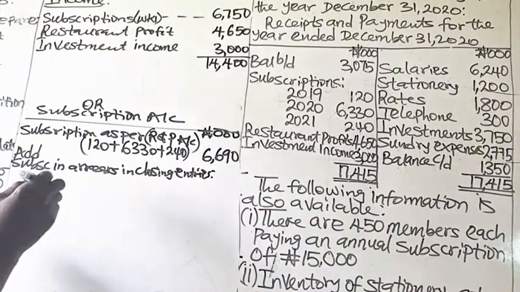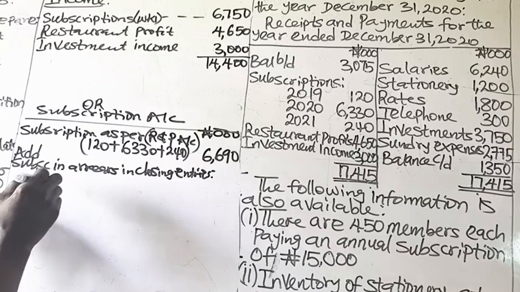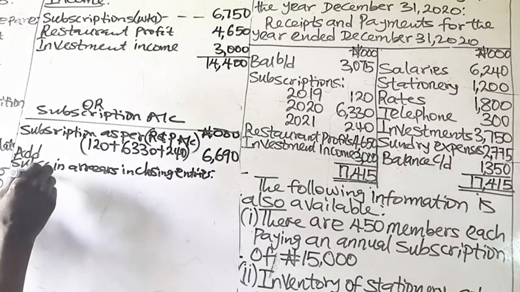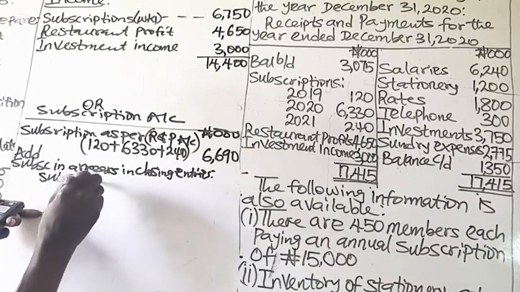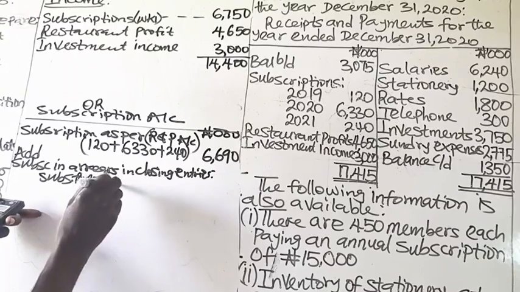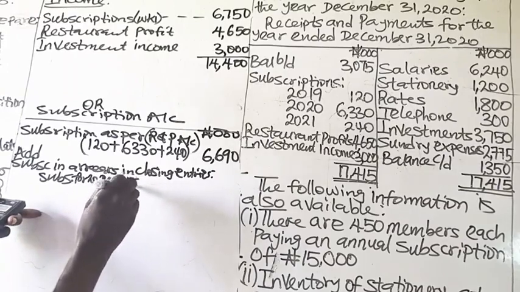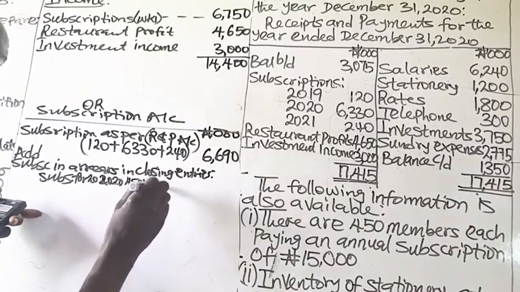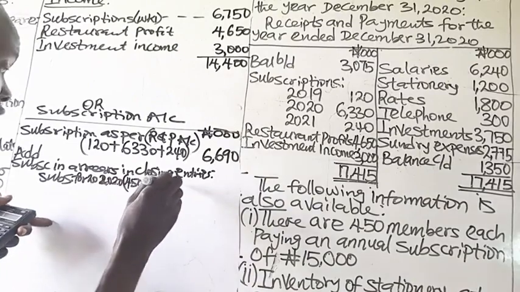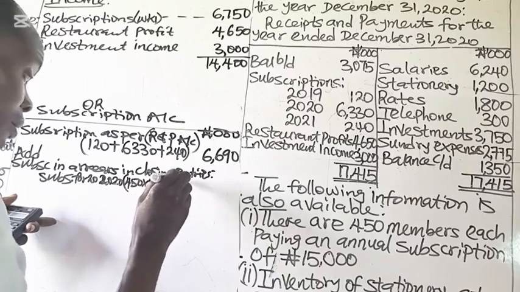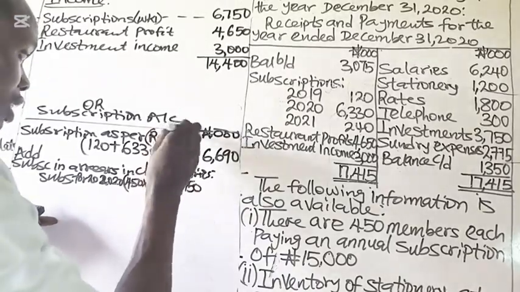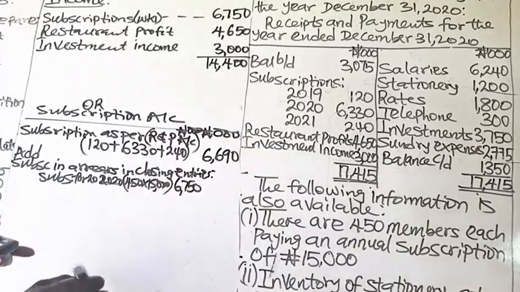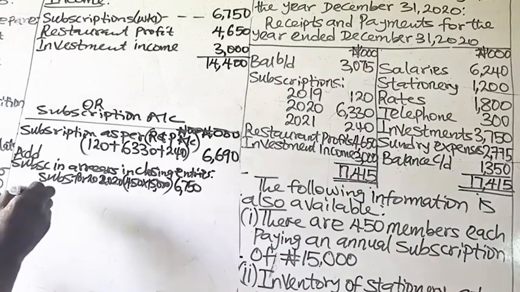We said the amount for the year, subscription for 2020, is 450 times 15,000, and that gave us 6,750,000. That is the subscription due in the year 2020.